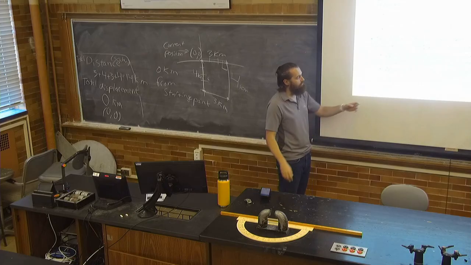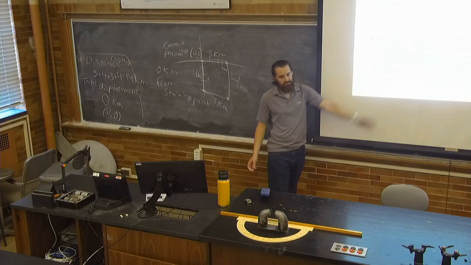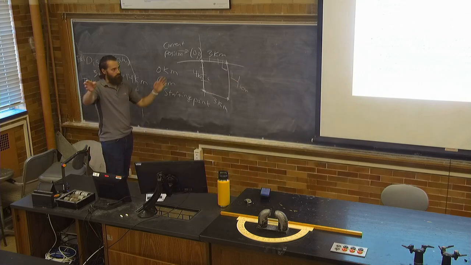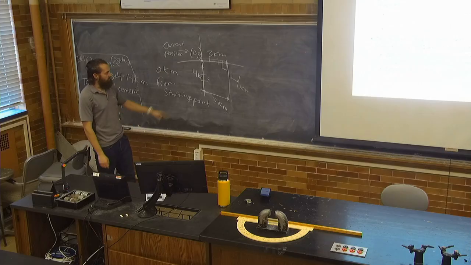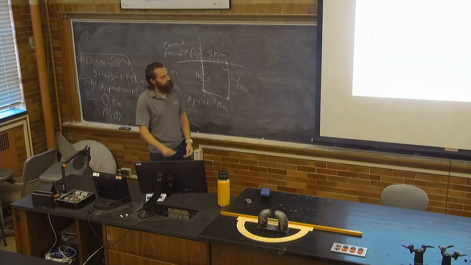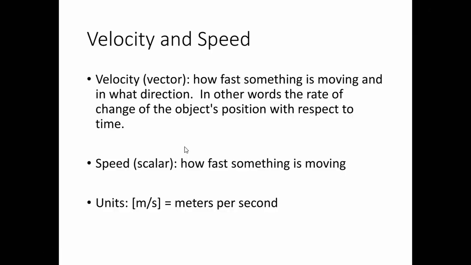So in astronomy, for the most part, we're only going to focus on distances. So we just need to worry about how far apart two things are, and we can just add or subtract the numbers easily. So that was position and distance. Now, velocity is how fast something is moving and in what direction.